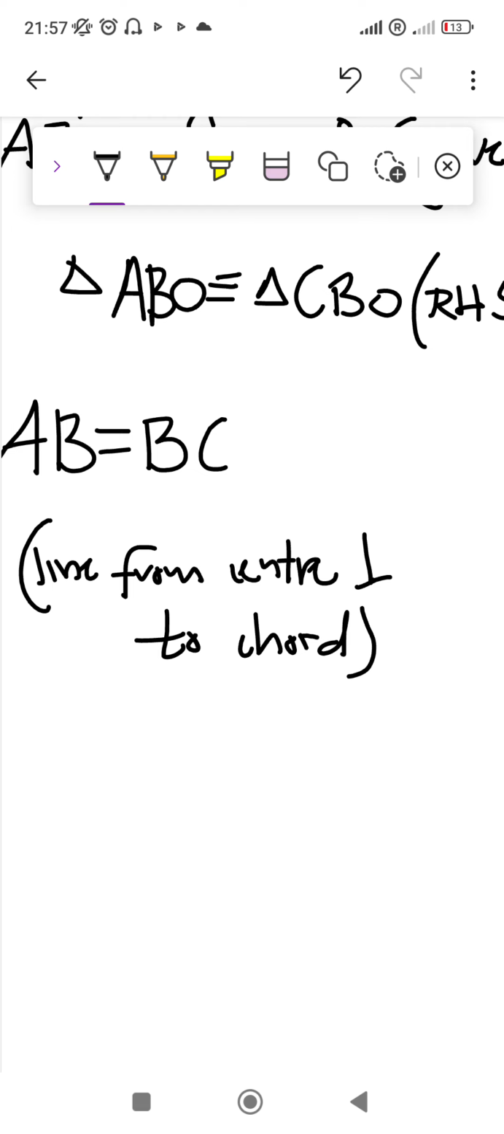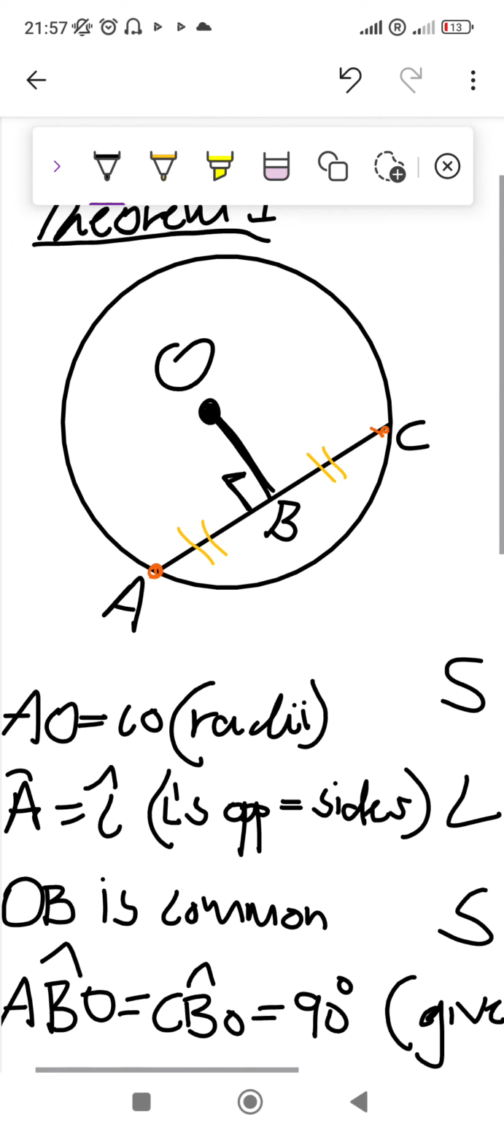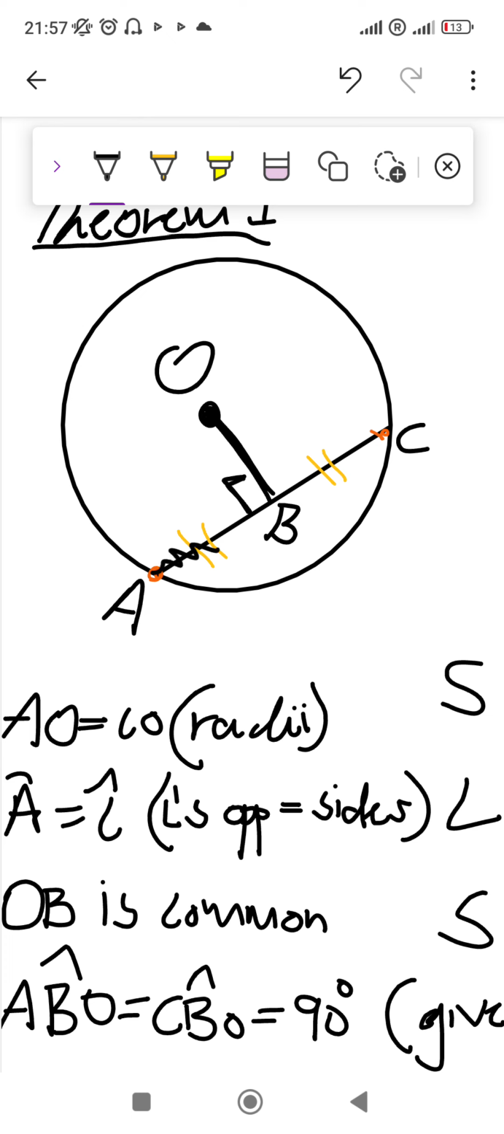So when you have a line from your center that's perpendicular to the chord, you know that that line bisects the chord. So that means these lines are equal to each other. Why are they equal? Because this line is perpendicular to your chord. That's theorem 1.